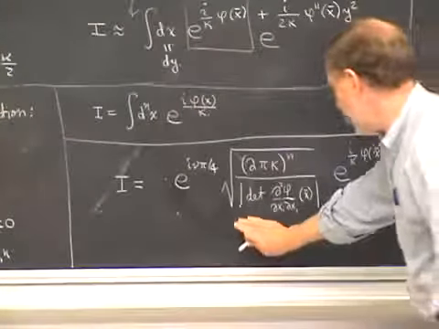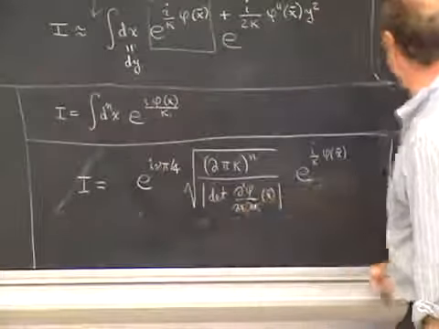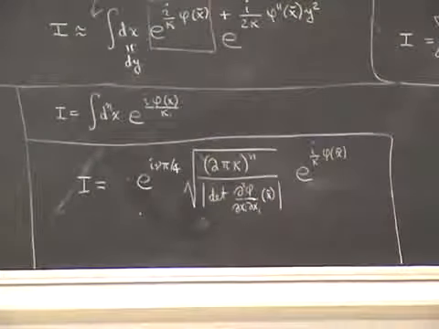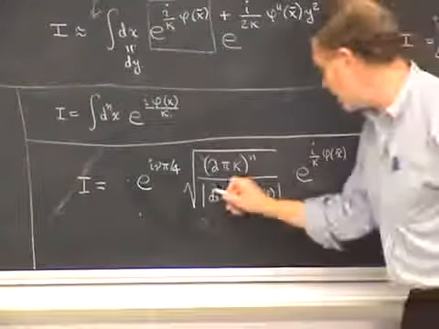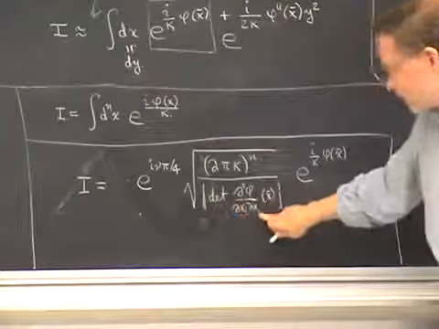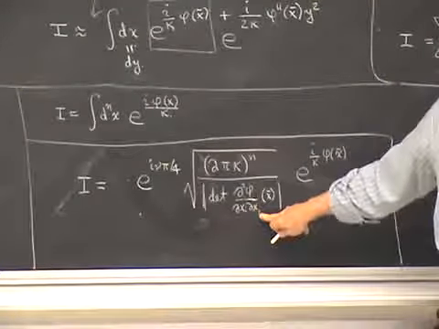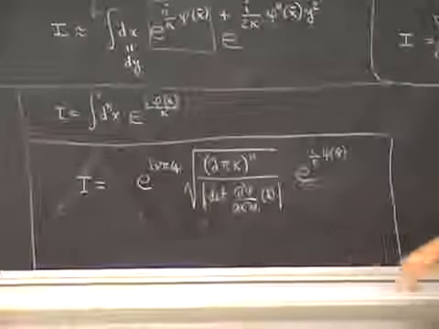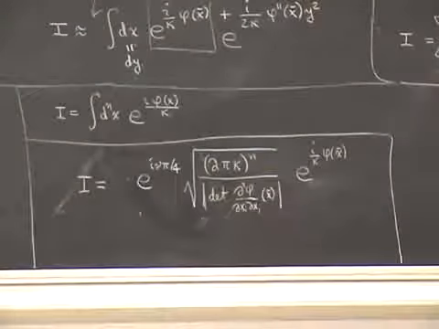Now, this is not quite done yet because I need to say what nu is. In the one-dimensional case, nu is the sign of the second derivative. In the multi-dimensional case, you need to look at the eigenvalues of the second derivative matrix. Some of them may be positive and some negative.